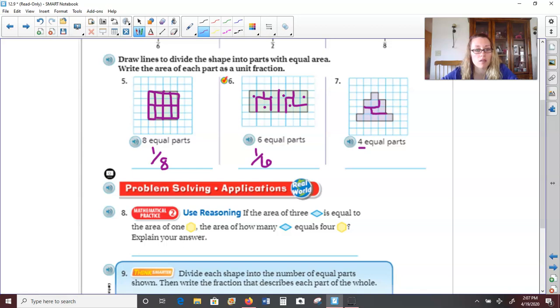There's 3, and I'll draw a line there. Okay, so now there's 1, 2, 3, 4 shapes, and they each have the same area of 3. And so each shape would represent 1/4 of the total shape that we started with.